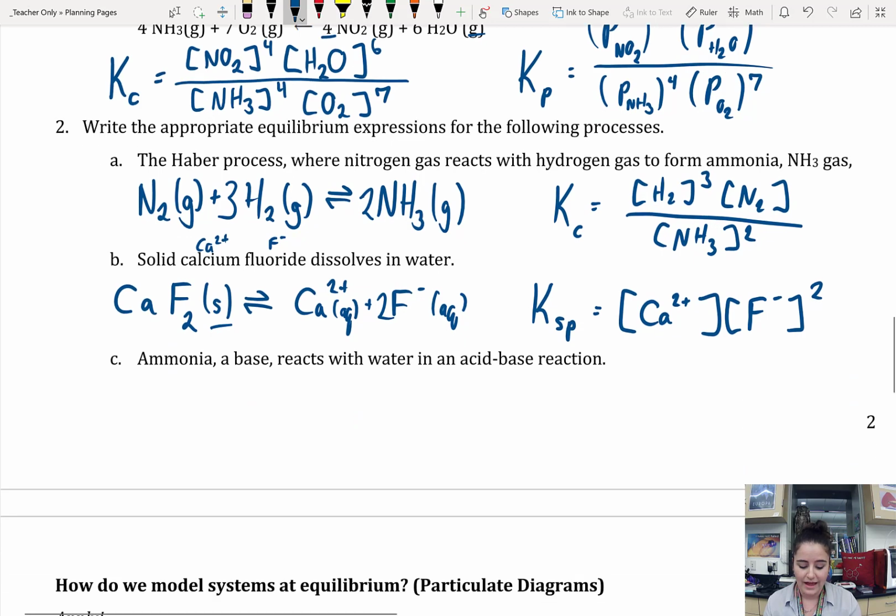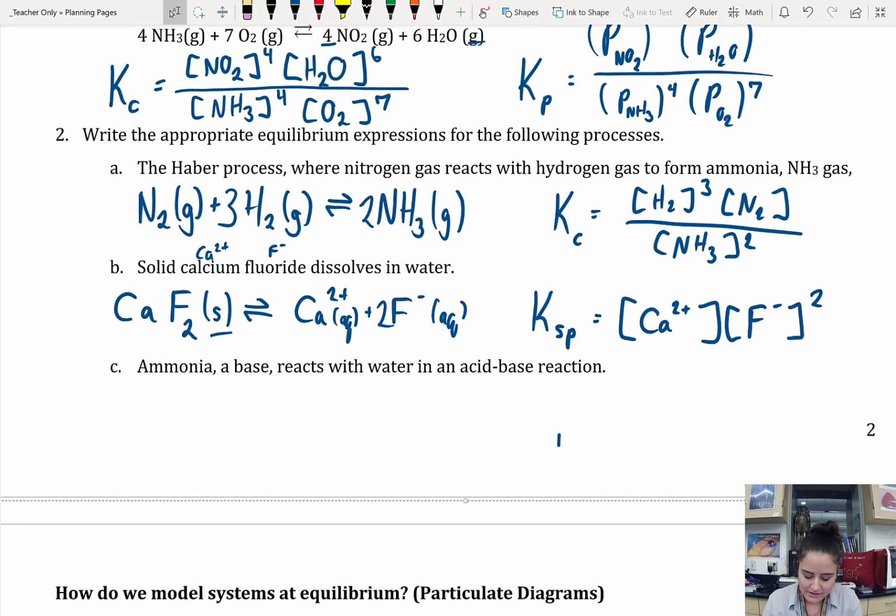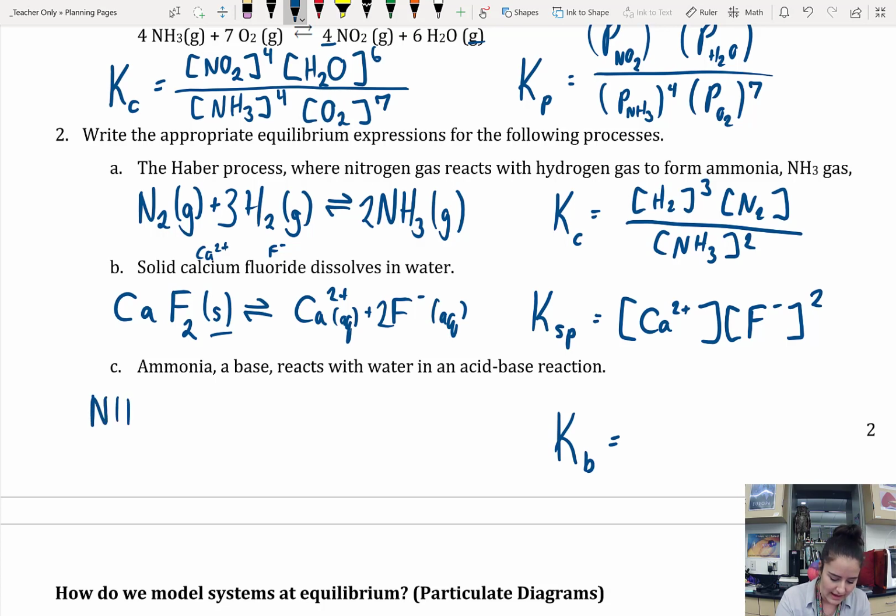We're going to do ammonia, a base. Oh, base, that means we're going to be doing Kb. And it reacts with water in an acid-base reaction. So we need to write that reaction. Ammonia is NH3, okay? And it's reacting with water. Now, water, we normally do not say aqueous for water. Water is a liquid. It is a pure liquid. Because it's present in such high amounts, its concentration doesn't really change when it reacts.